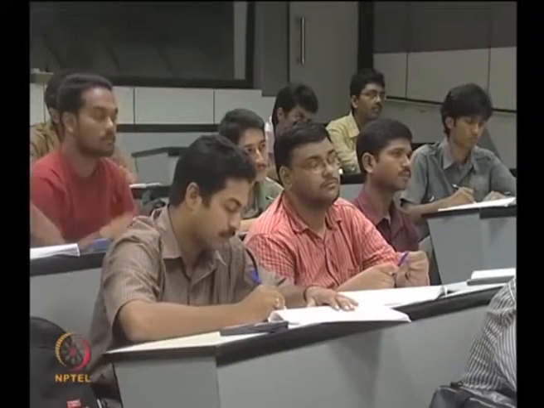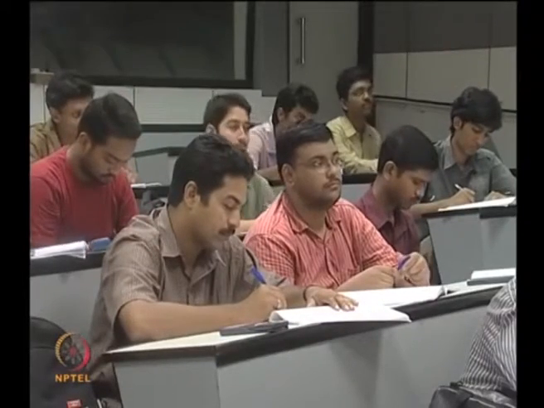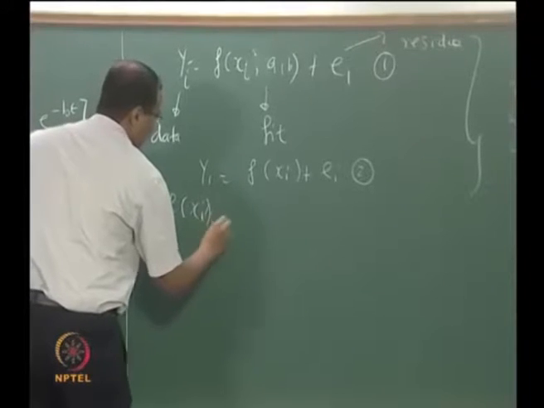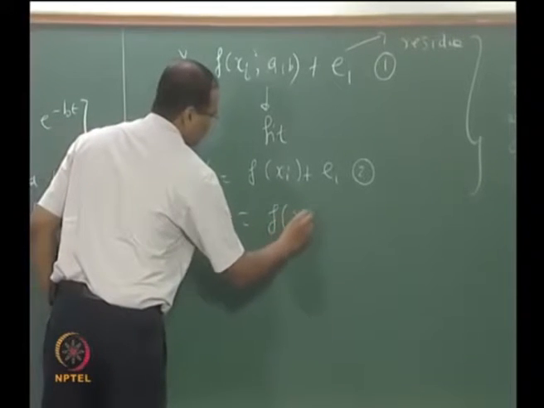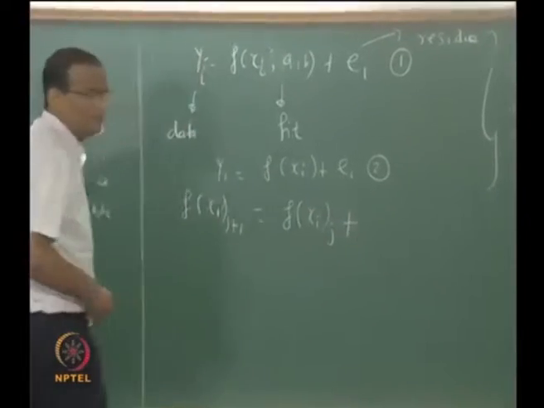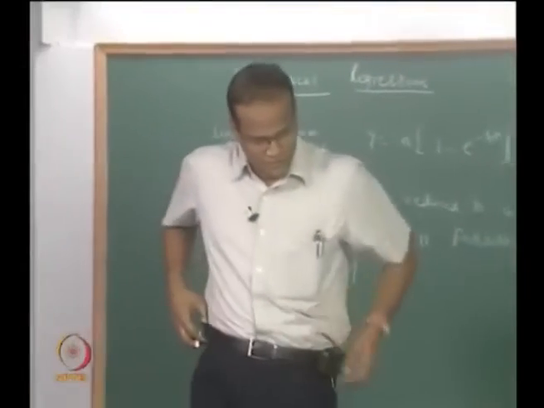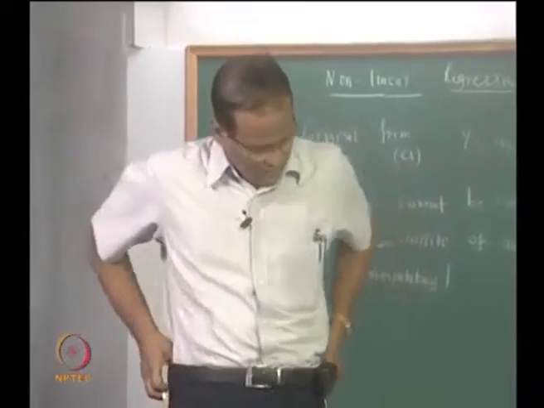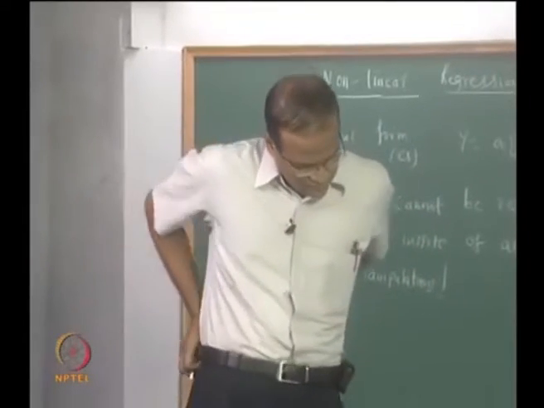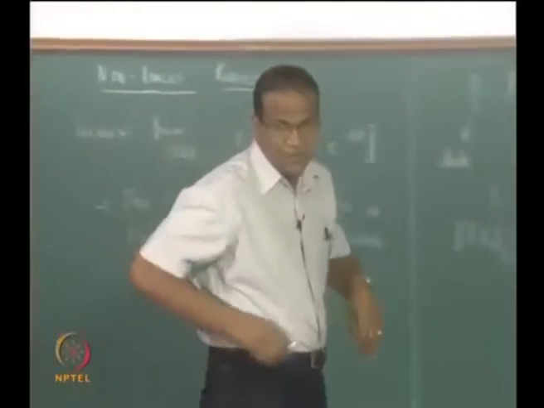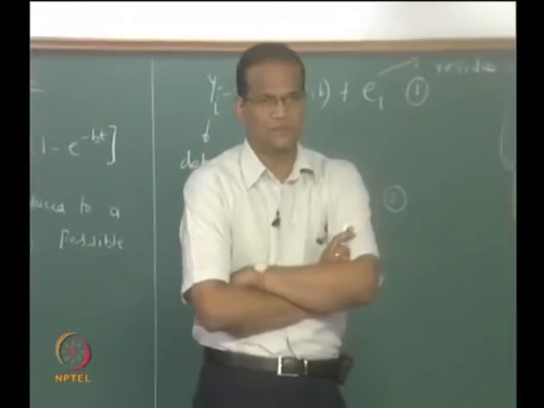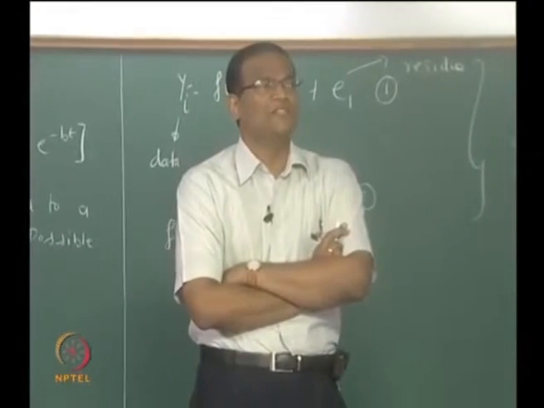Therefore now I can say f of xi at j plus 1 will be equal to f at j plus the first order terms. I am expanding in the vicinity of a and b.